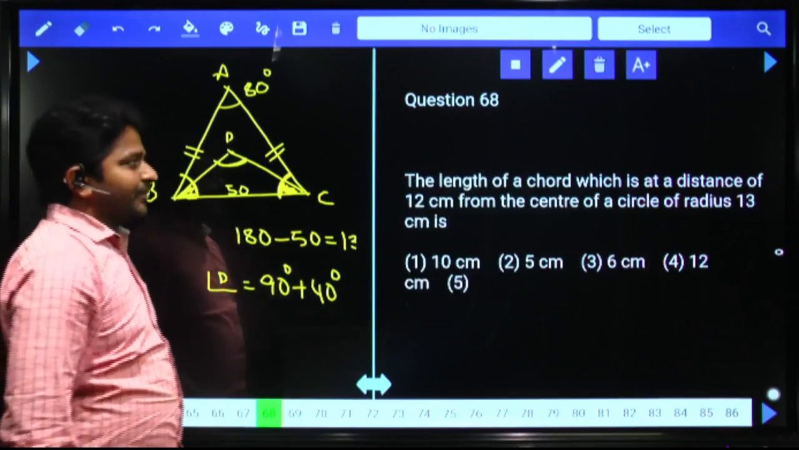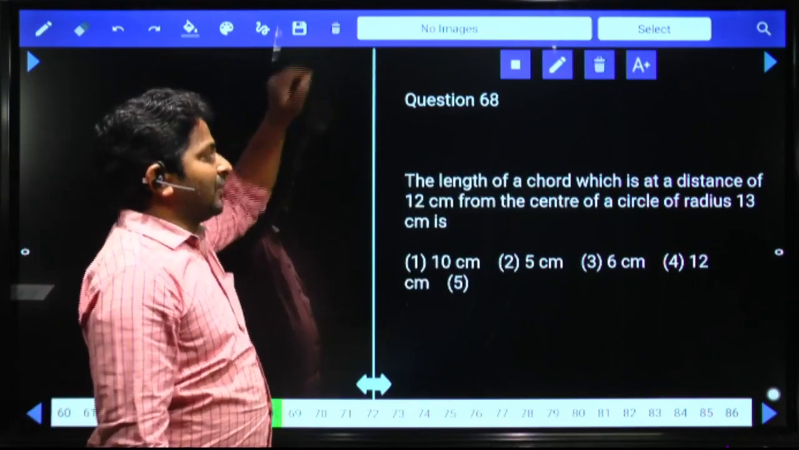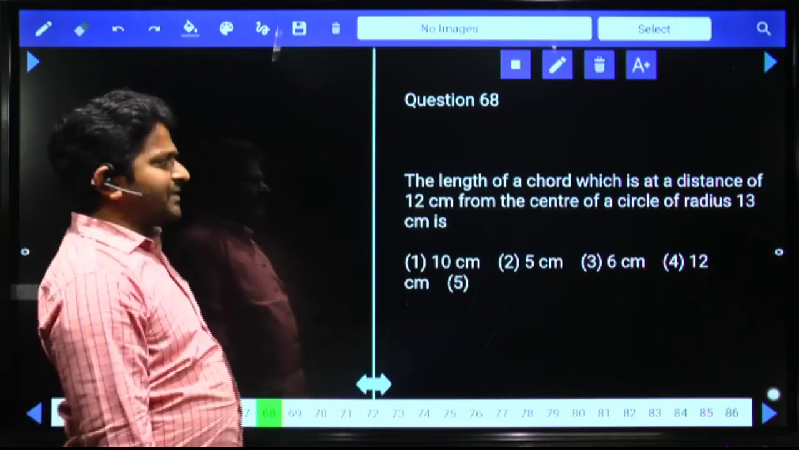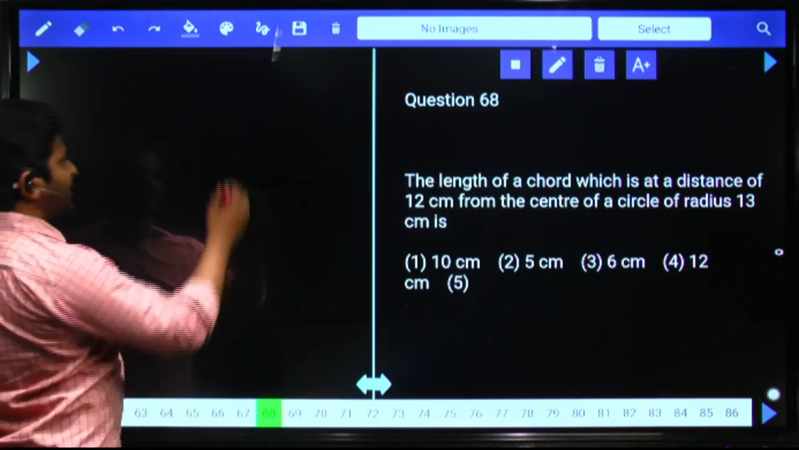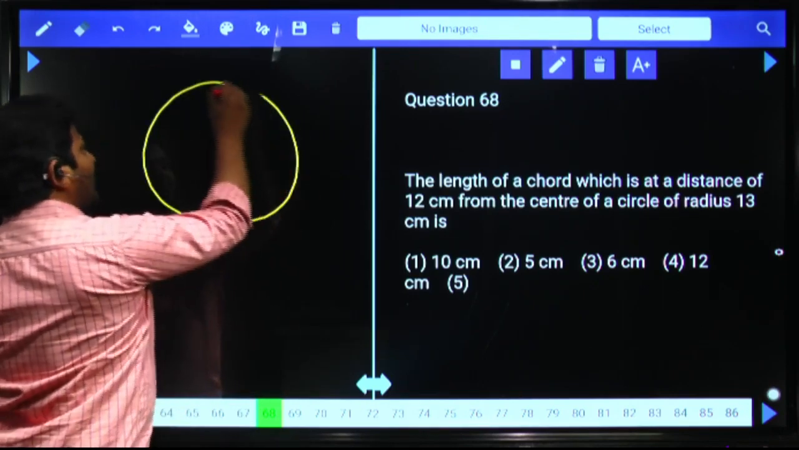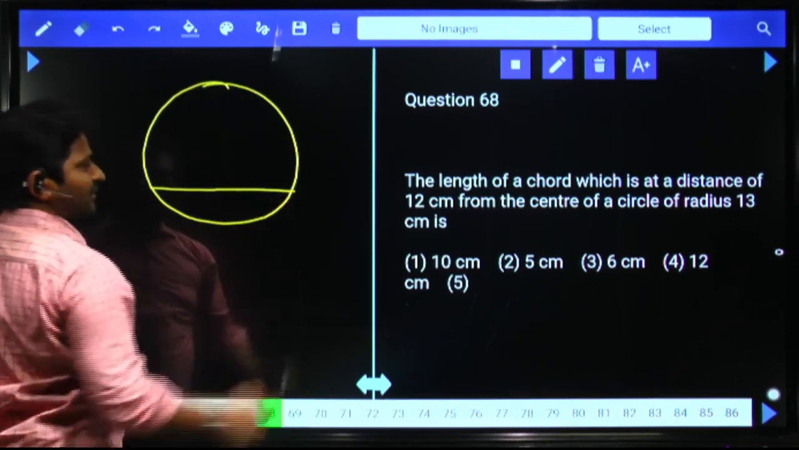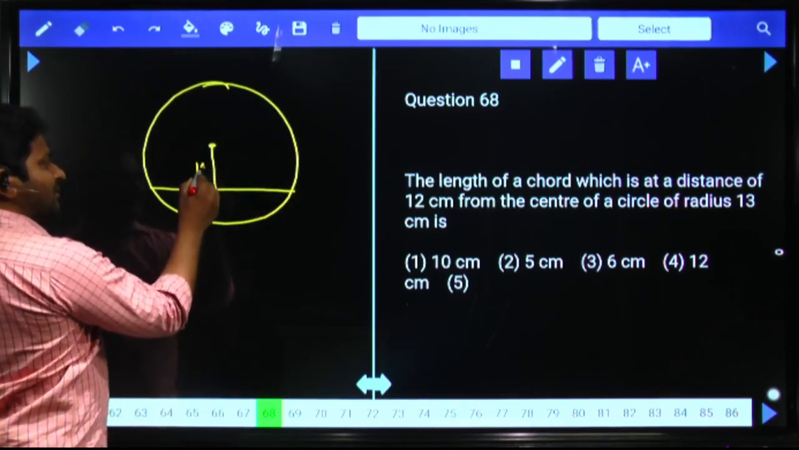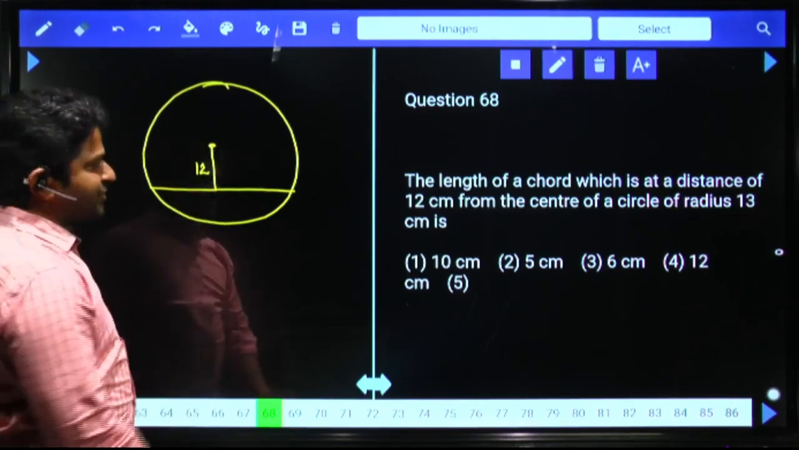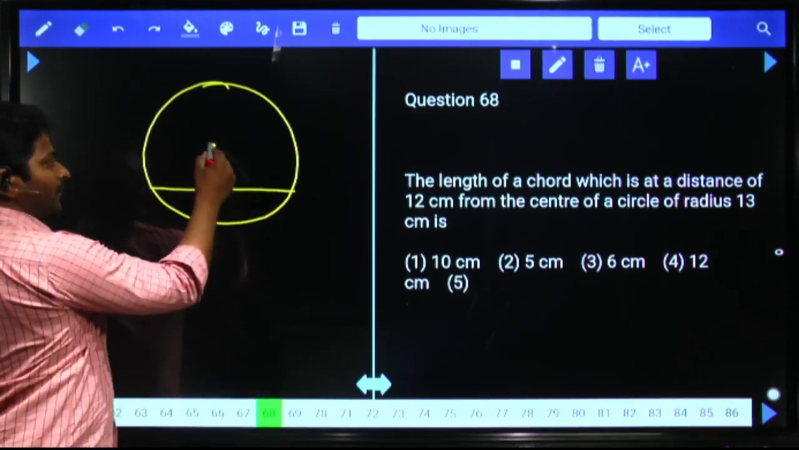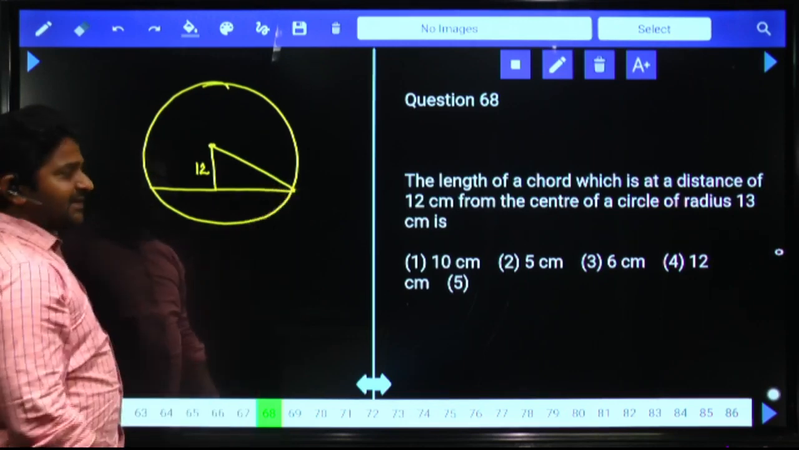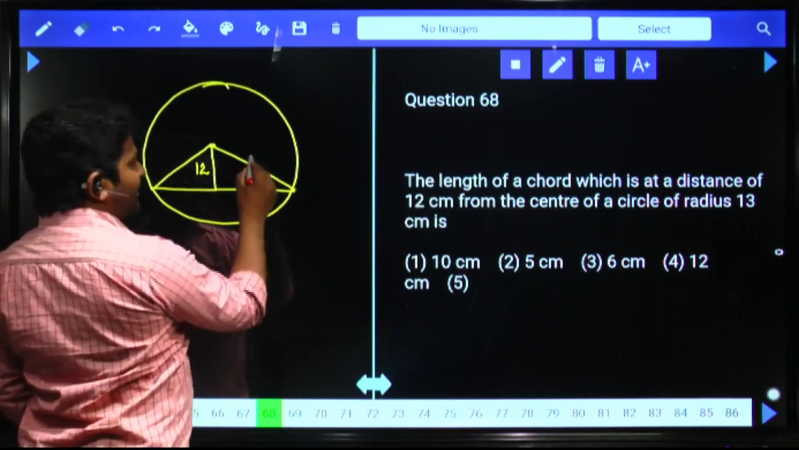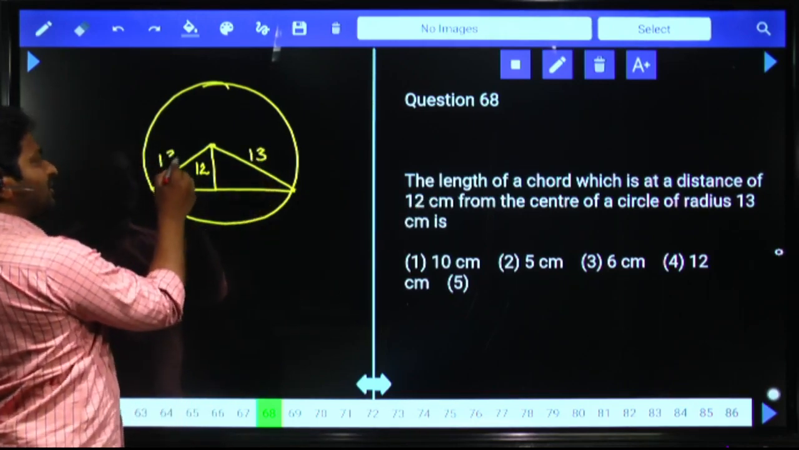Next, the length of a chord which is at a distance of 12 centimeters from the center of a circle of radius 13 centimeters is. Okay. Now we have a circle here and there is a chord. This is our center. From the center it is 12 centimeters. Now your question is to identify the length of the chord. This can be treated as radius. This also can be treated as radius. Radius is already given as 13 and this is also 13.